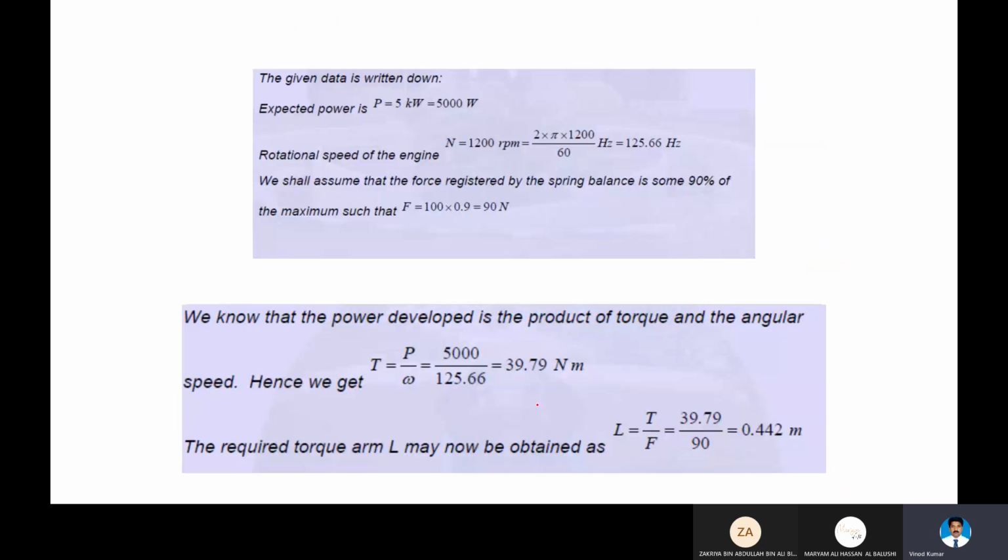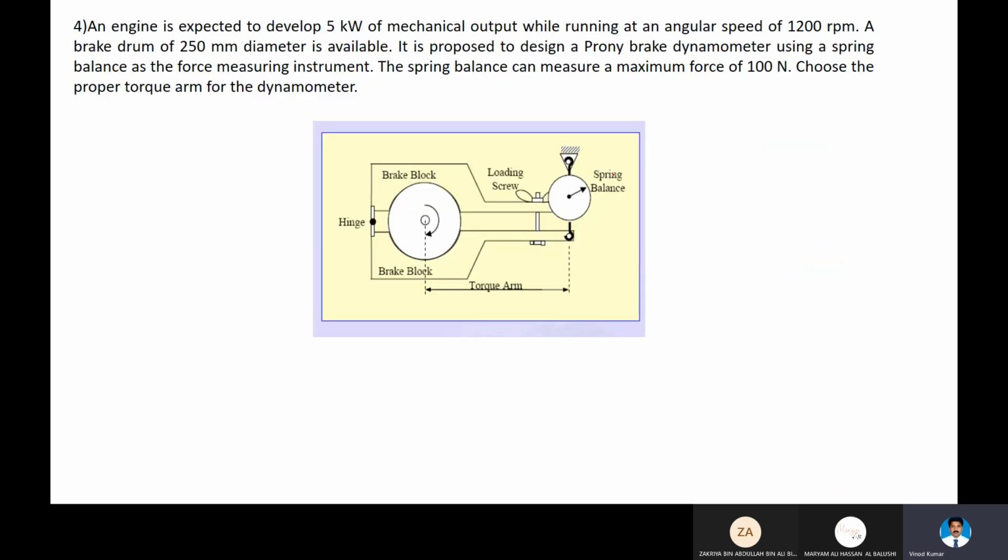Okay. Now we have the next question given here. Please read the question before we start.